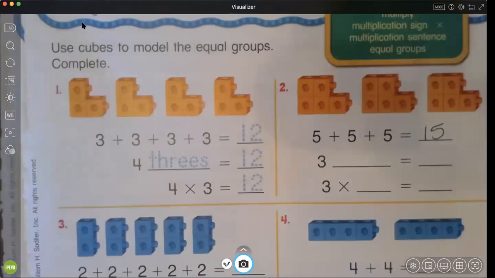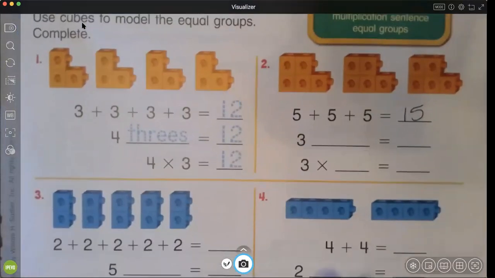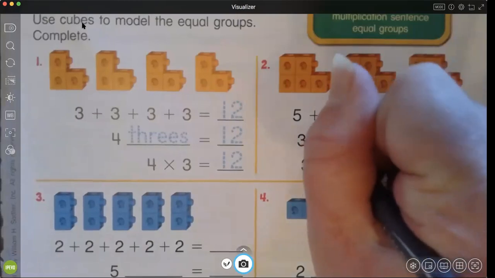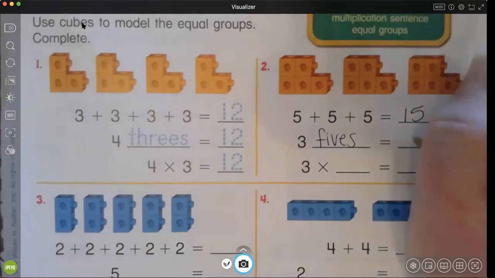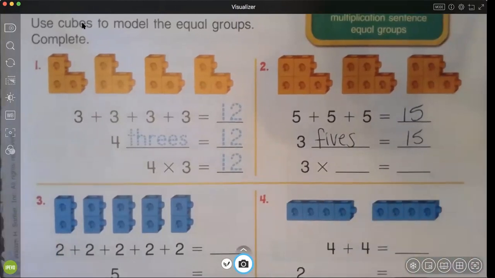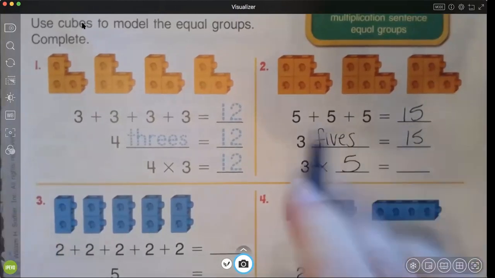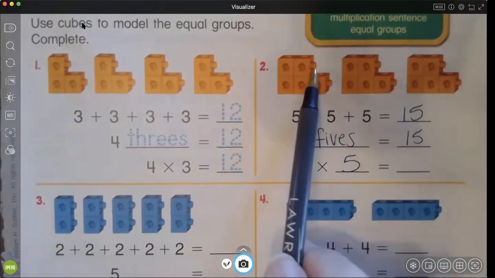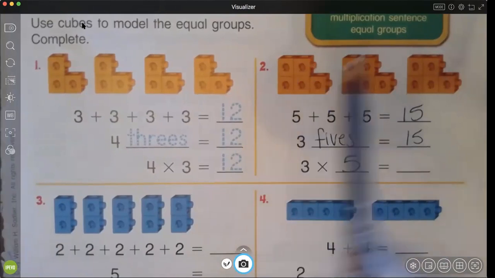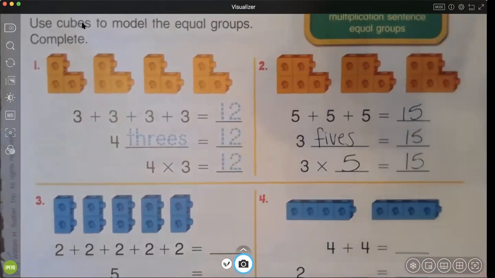15. Okay. And then we have 3 groups of 5. So we have 3 5s, which also equals 15. And then we're going to do 3 times 5, because we have 5 in each group. So we have 3 groups of 5. So 3 groups times 5 blocks also equals 15.